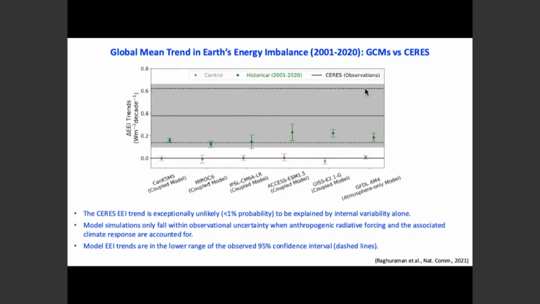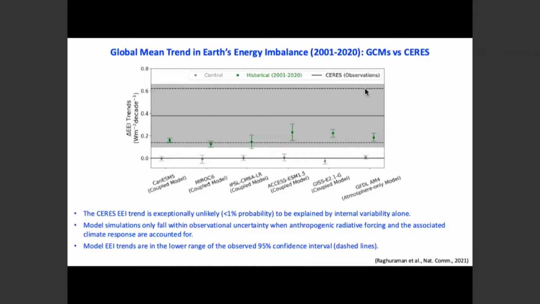So you can see here the black line in the middle, close to 0.4, is the series trend. The dashed lines here are the 95% confidence interval. And then the green here is the various results from the different models. And so they concluded that the series trend that we're seeing is exceptionally unlikely to be explained by internal variability alone. The models only fall within the observational uncertainty when they add the anthropogenic forcing.